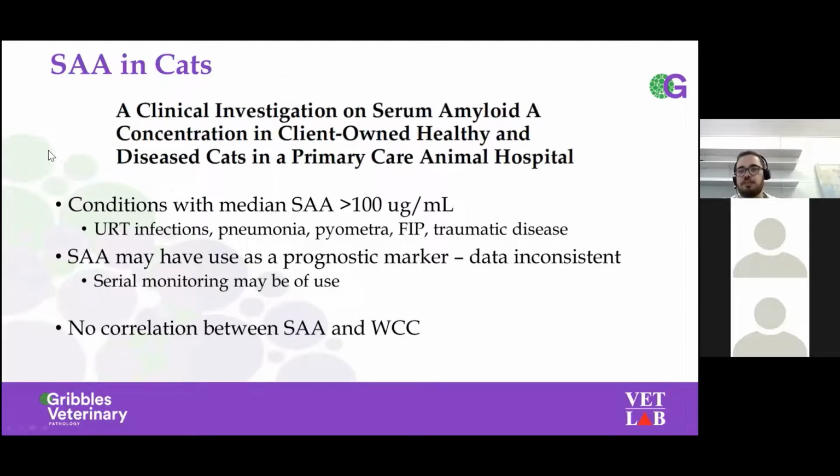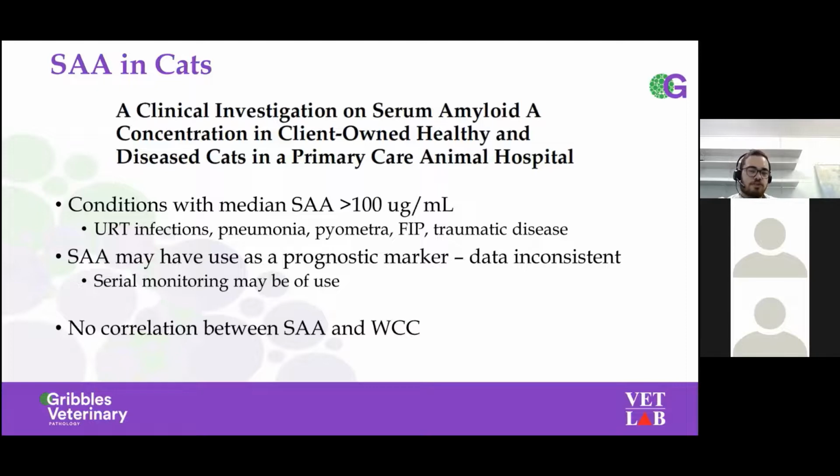So similar to CRP in dogs, SAA in cats has been investigated in a variety of conditions. Significant increases in SAA have been found in a wide variety of conditions, including more localized inflammatory processes like upper respiratory tract infections, and more systemic disease like pneumonia, FIP, or pyometra. The data on using SAA as a prognostic marker is pretty inconsistent.